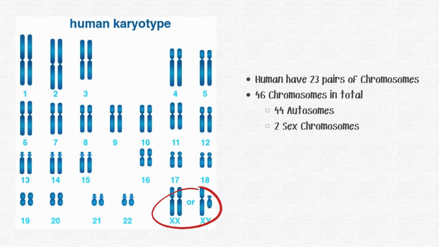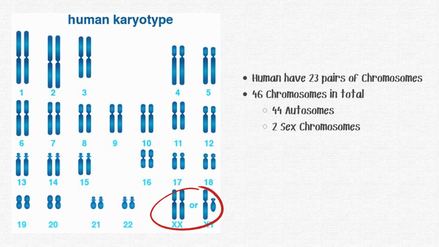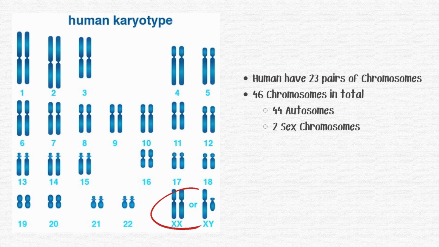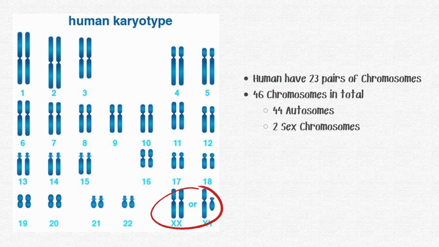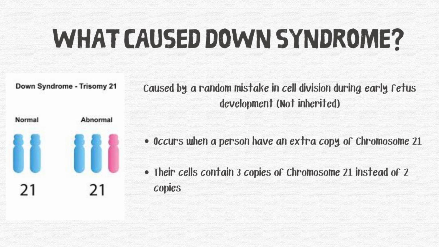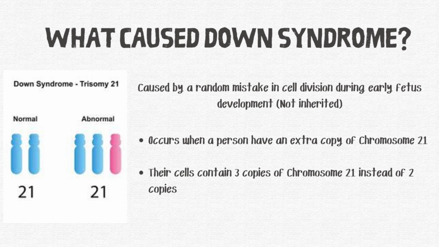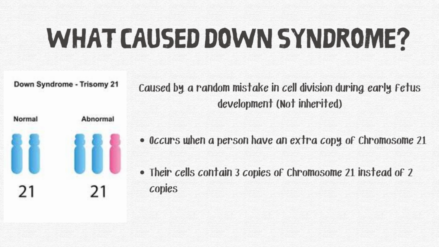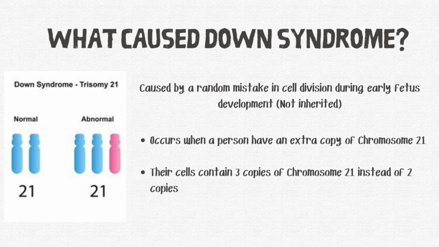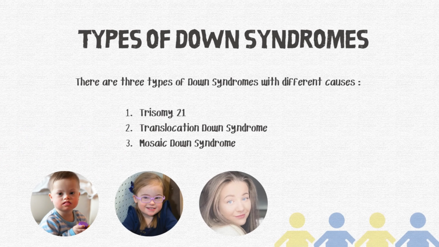Before we delve into details, let's have a look at a normal human karyotype. Normally, humans have 23 pairs of chromosomes, 46 individual chromosomes in total, with 44 autosomes and 2 sex chromosomes. Down syndrome is caused by a random mistake in cell division during early fetal development and is usually not inherited. It occurs when a person has an extra copy of chromosome 21. Their cells contain 3 copies of chromosome 21 instead of 2 copies.